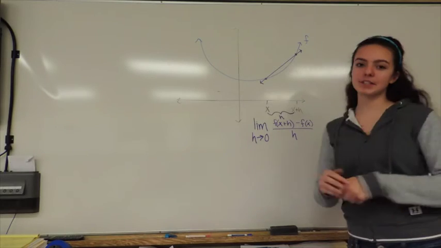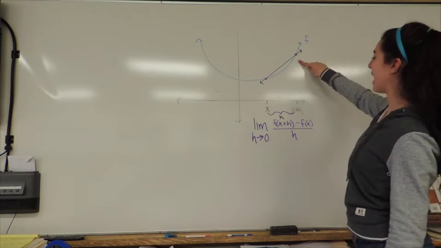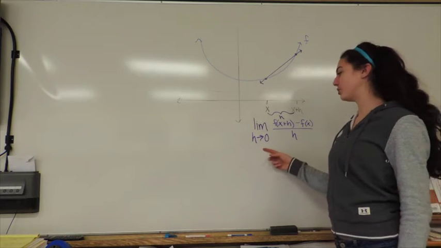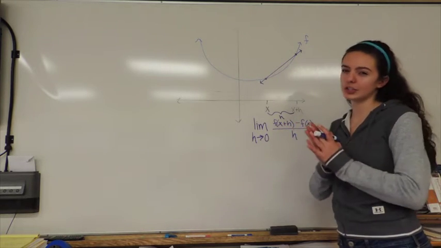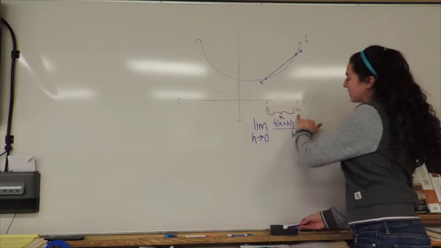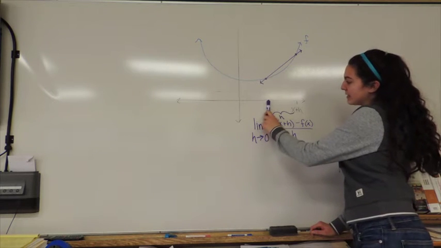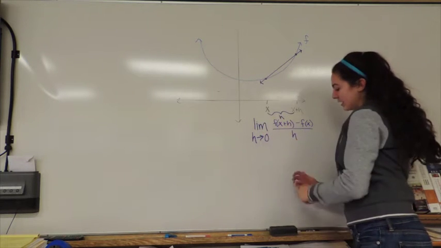In the first limit definition of derivative, the c value is getting closer and closer to x. In this one, h is approaching 0, which means h is getting smaller and smaller. As this h value gets smaller, the x plus h value is going to get closer, because x is staying the same, x is staying right here, and h is getting smaller.